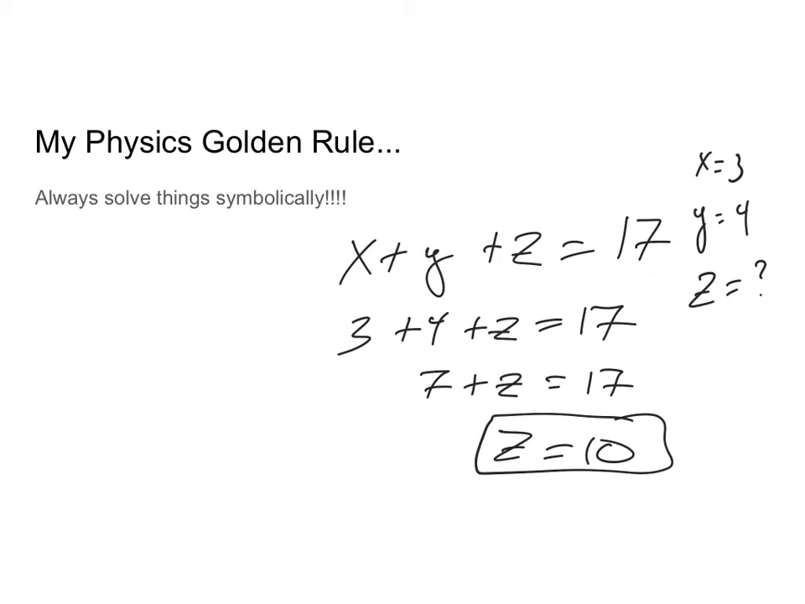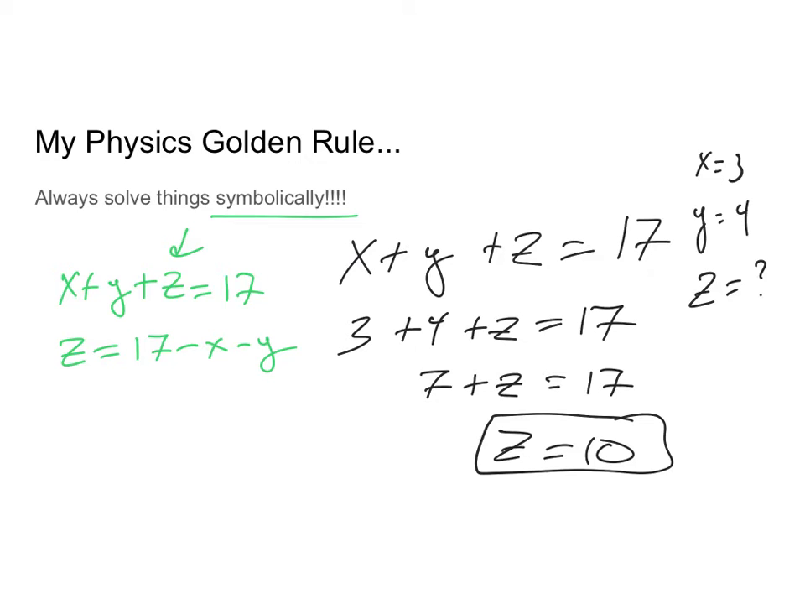But here's what I want you to do. And again, this is just a really simple example. It's x plus y plus z equals 17, and we're solving for z. So I don't want you to plug in stuff. I want you to say z equals, I want you to get z all by itself. z equals 17 minus x minus y. That's solving symbolically. That's getting your variable by itself before you plug in anything, which might seem like an added step, especially for an equation like x plus y plus z equals 17.